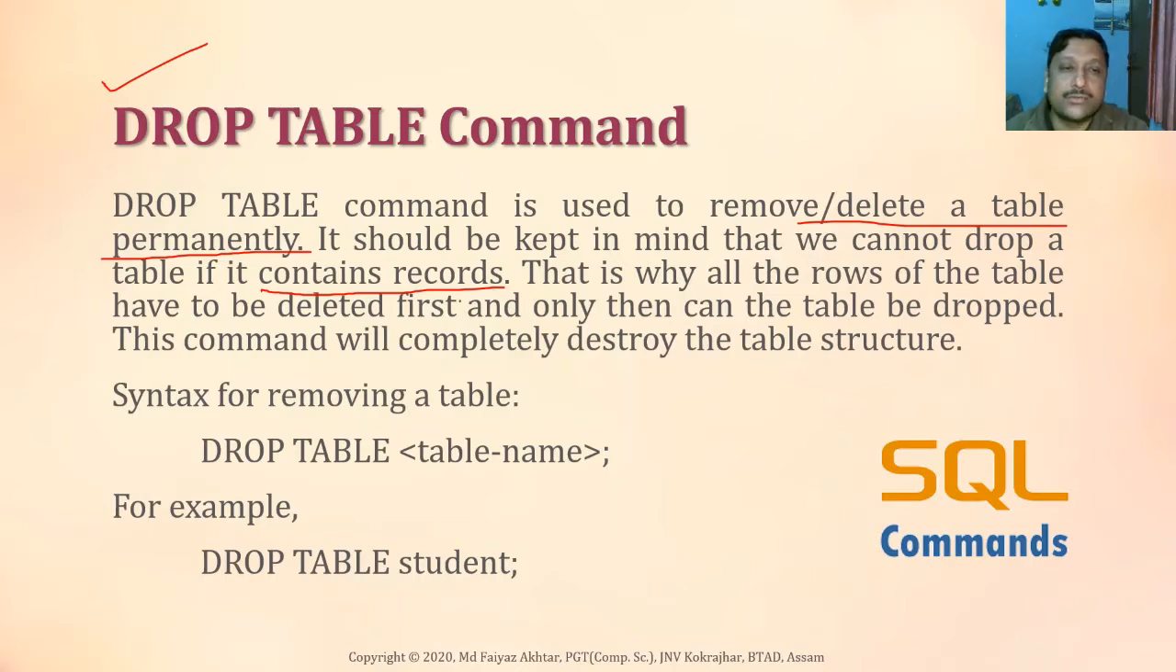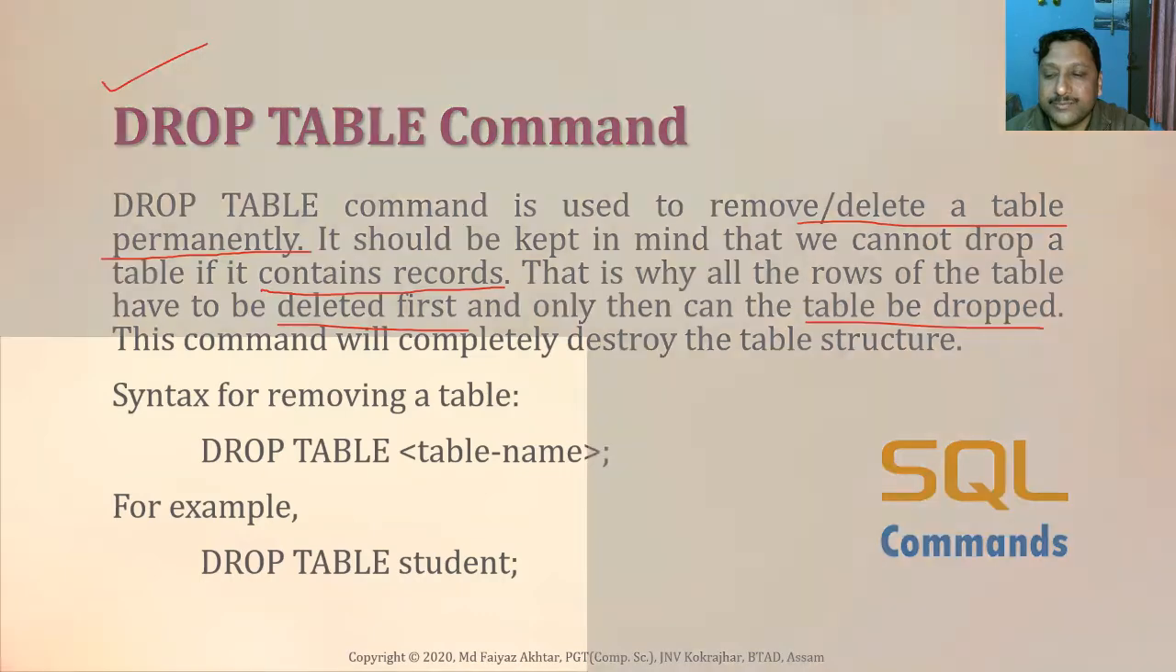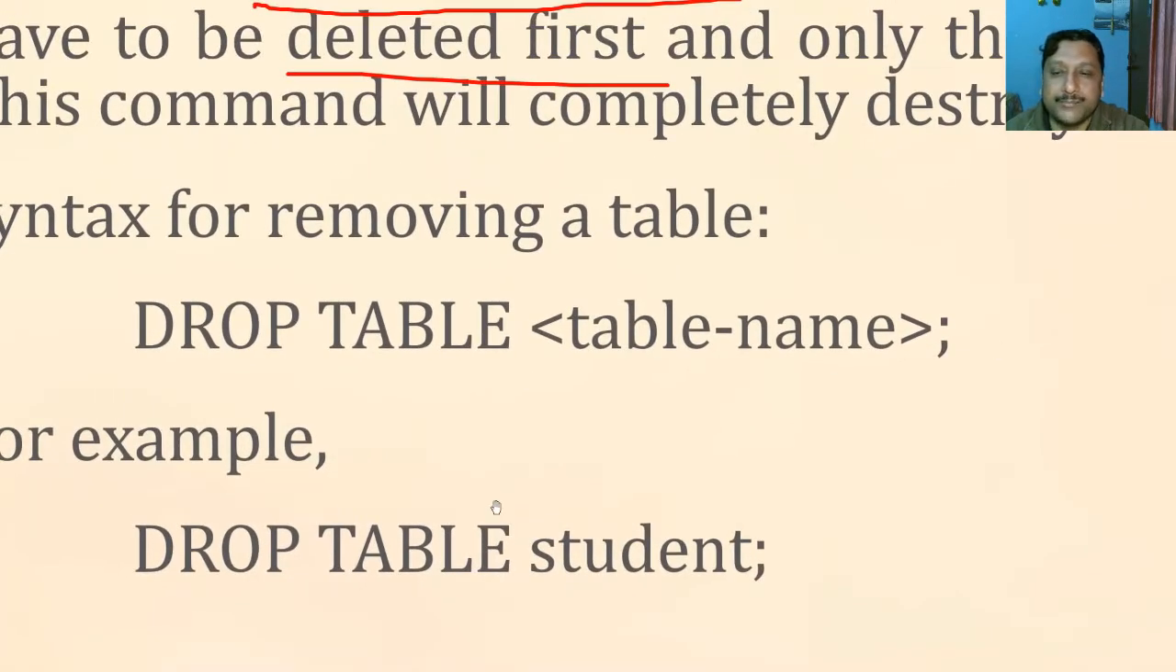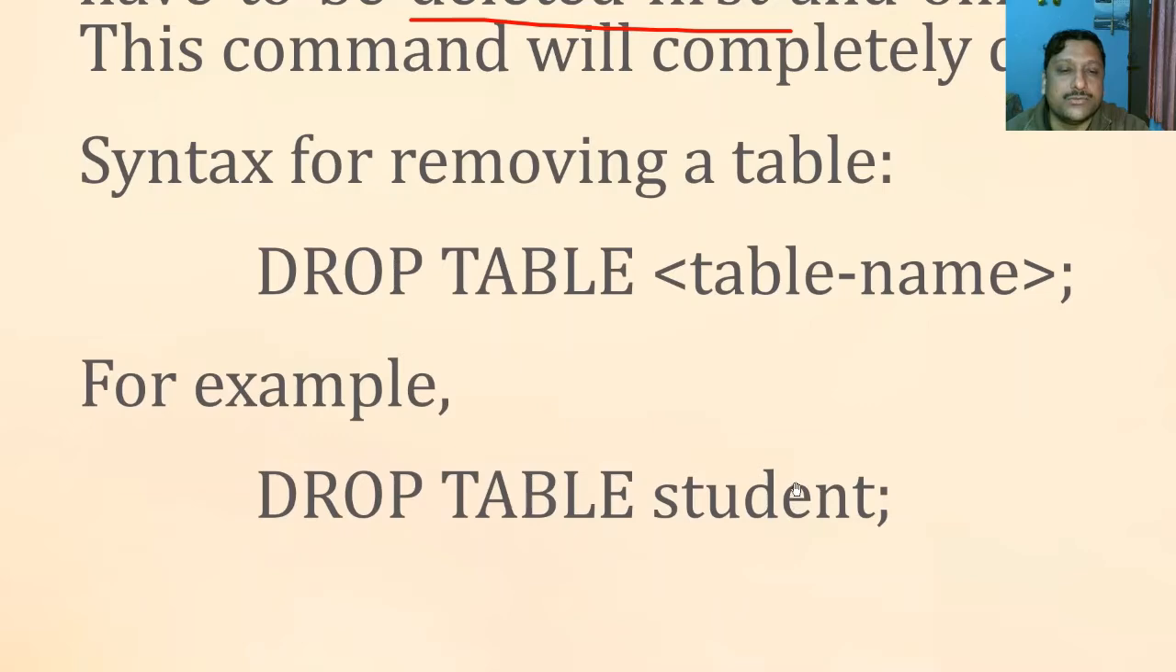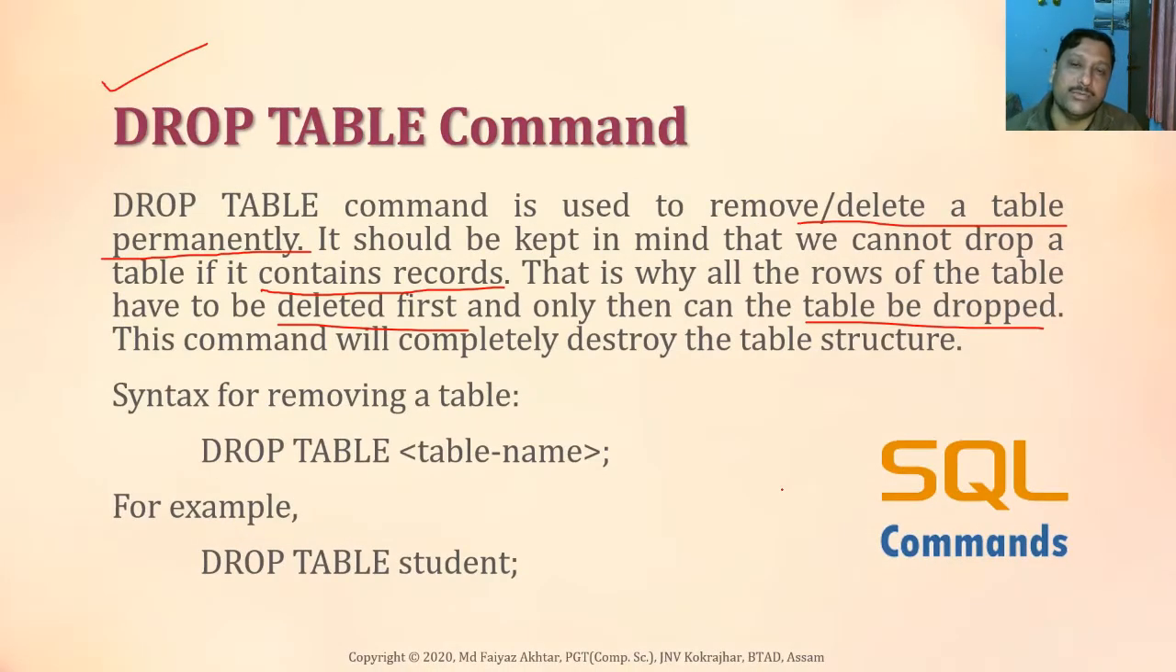This is why all the rows of the table have to be deleted first, only then can the table be dropped. So to completely remove a table, we have to use two commands. First the delete from command or truncate command, and then the drop table command. The syntax for the drop table command is like this. You have to give drop table name. For example, drop table student. The whole table will be removed. Once all the records are removed from that table, only then will this drop table command work.